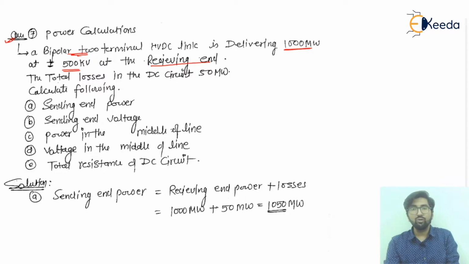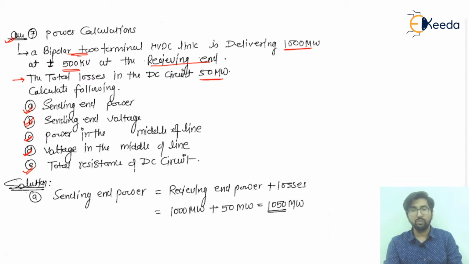It is saying that the total losses in the DC circuit are 50 megawatt. We have to calculate the points which are listed here. First is the sending end power, second is the sending end voltage, third is the power in the middle of the line, then the voltage in the middle of the line, and the total resistance of the DC circuit. It is one of the easiest to calculate.